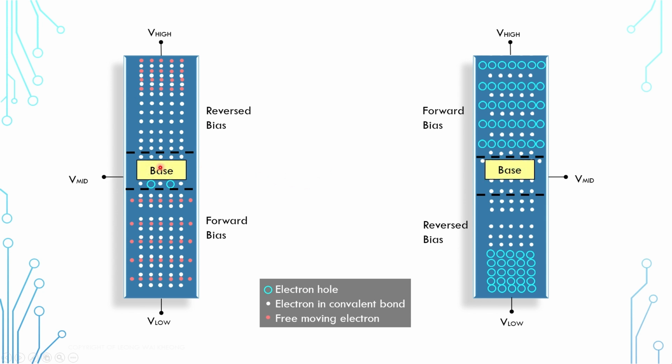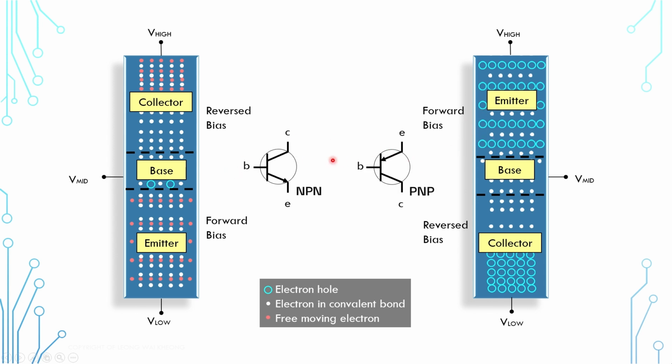The middle region here is known as base, whereas this region in forward bias is known as emitter, and the region in reversed bias is known as collector. Now think of it this way, the emitter is responsible for providing charge carriers, whereas the collector is to collect them. For the NPN transistor, the emitter provides free moving electrons, and for the PNP transistor, the emitter provides electron holes. And these are the symbols for the NPN transistor and the PNP transistor.